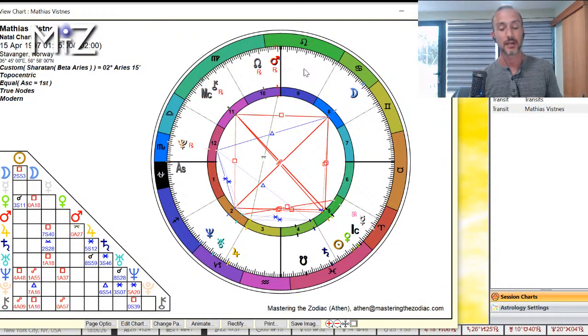So let's start with Aries. Aries is the one associated with the first house. Now remember, these are going to be in different parts of your chart. You might have Aries in your 10th house. You might have it in your 1st. You might have it in your 4th. Matthias has it in the 5th and 6th. So Aries is the same color as the first house.